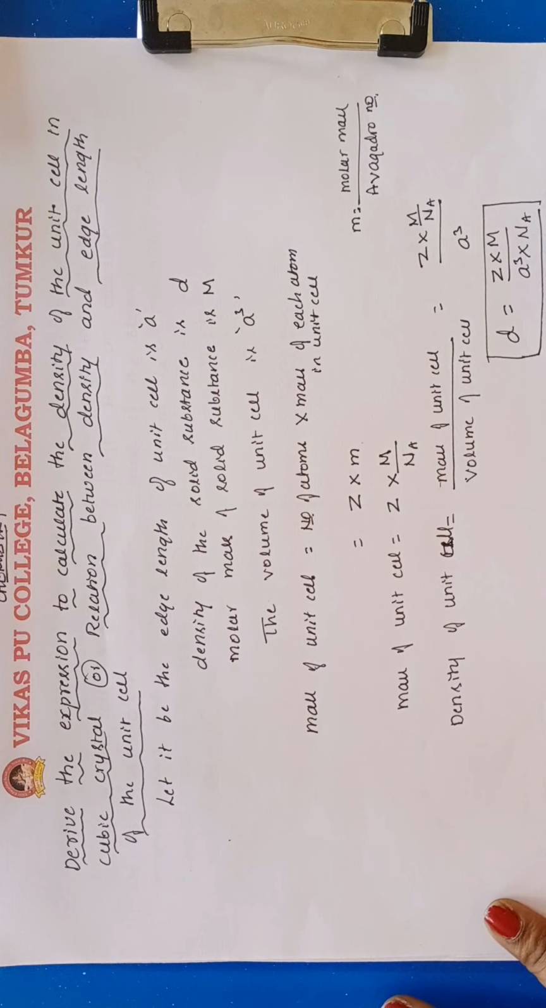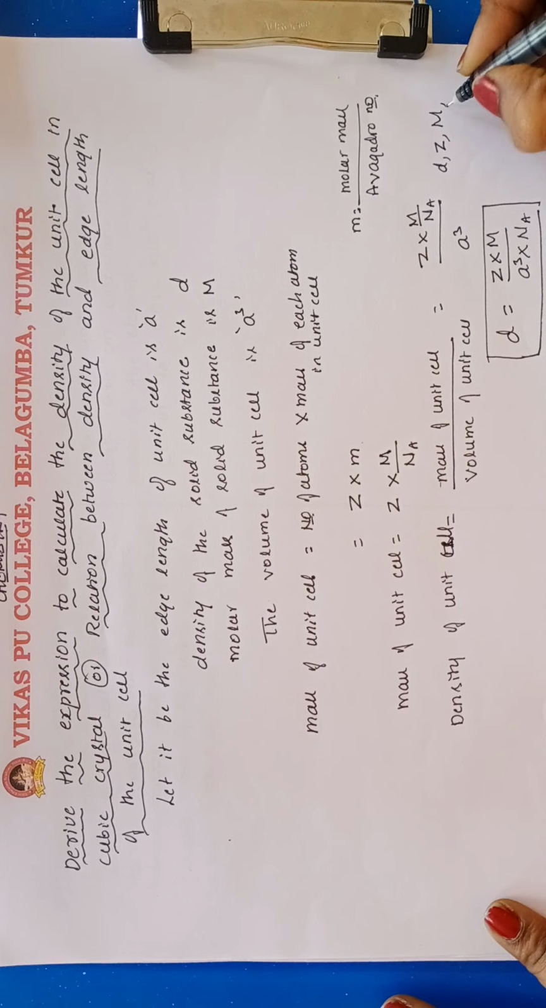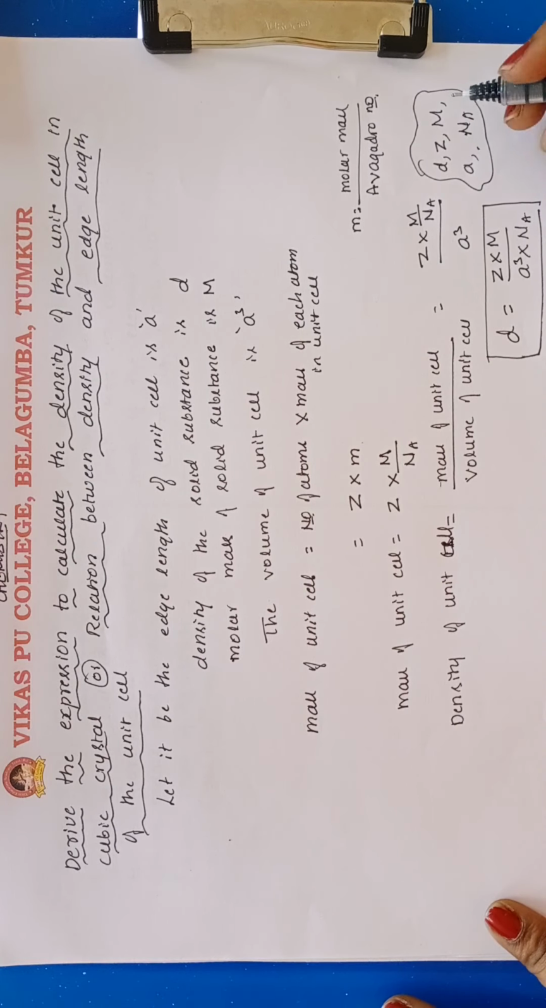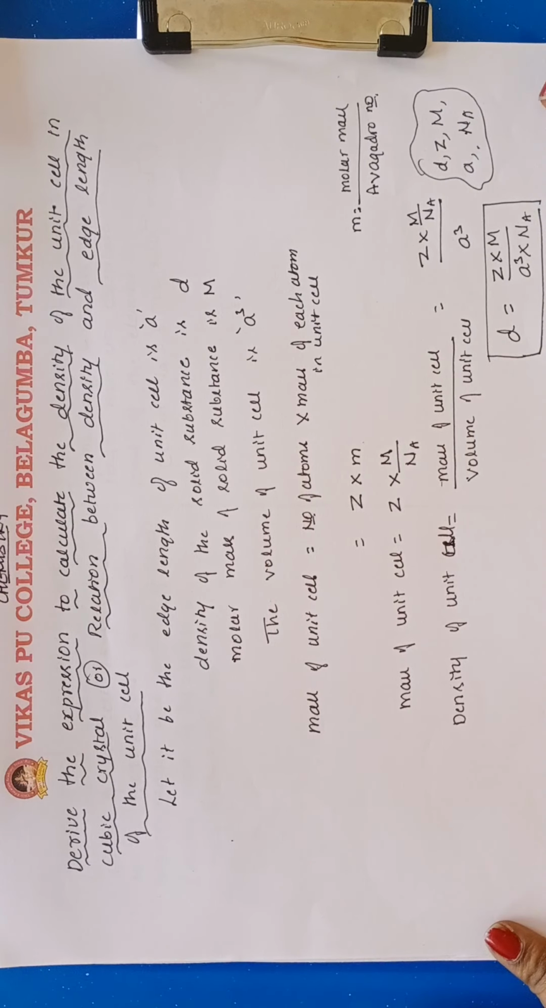Among these five parameters, density, number of atoms, molar mass, edge length, and Avogadro's number, if we know any four, we can calculate the other one. Now we will solve the problems regarding the density of the unit cell.